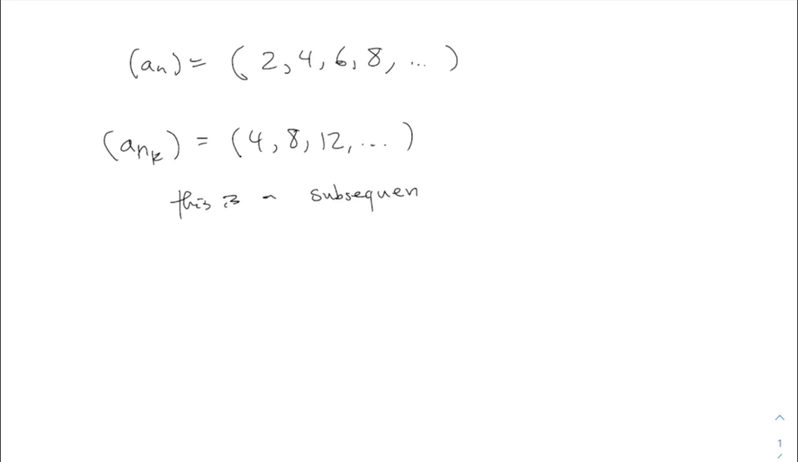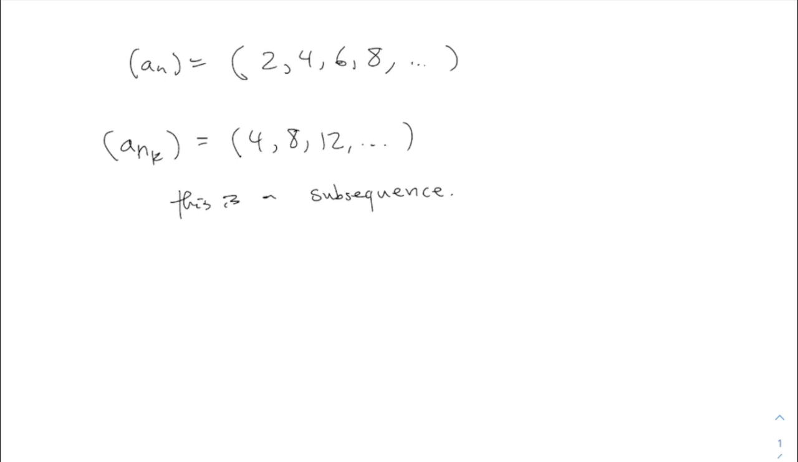You have to take terms from the original sequence taken in the same order. You don't repeat them or anything like that, unless they were repeated in the original sequence. And you have to take infinitely many so that what you get is another sequence. That's what a typical subsequence looks like.